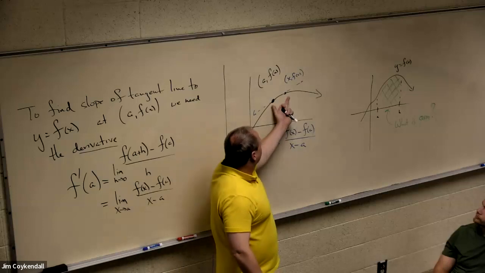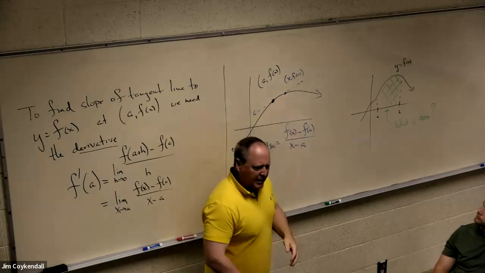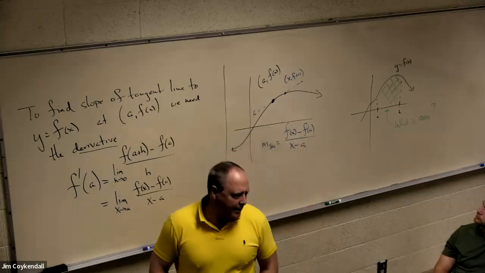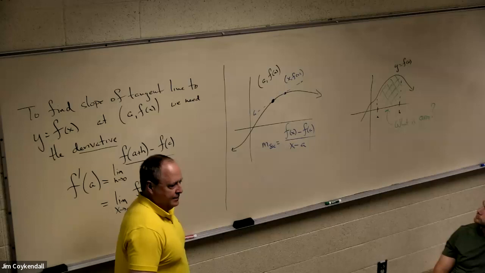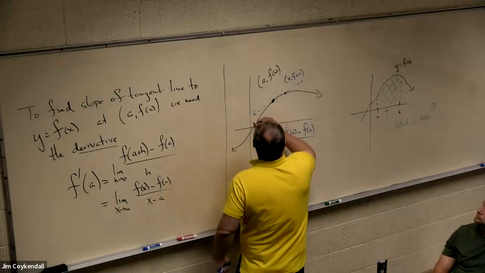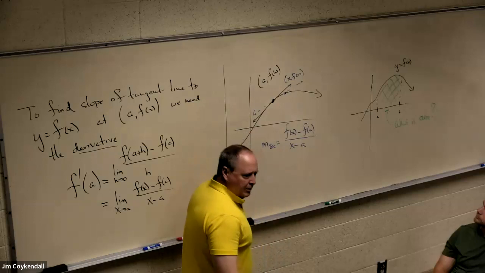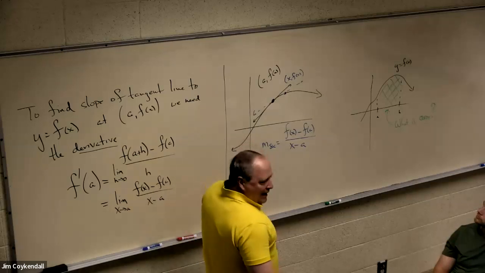Now, does this look like it's exactly the slope of the tangent line at the black point? No. Do you think this fraction here is too big or too little? Looks to me like the slope of the tangent line might be like that. So it looks like the blue line's a little bit too what? Little? How would I get it exact?